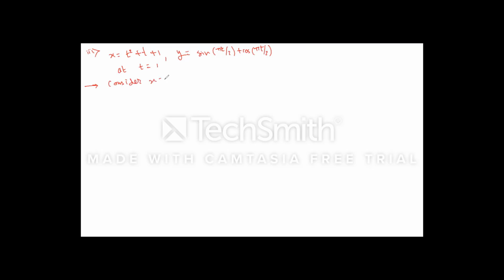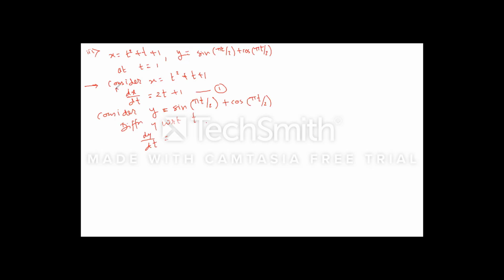So consider x equals to t square plus t plus 1. So differentiating x with respect to t, that is dx by dt. The derivative of t square is twice t. The derivative of t is 1. Okay. So this is equation 1. Now consider another function, that is y equals to sin pi t upon 2 plus cos pi t upon 2. Okay. So differentiating y with respect to t, it becomes dy by dt.